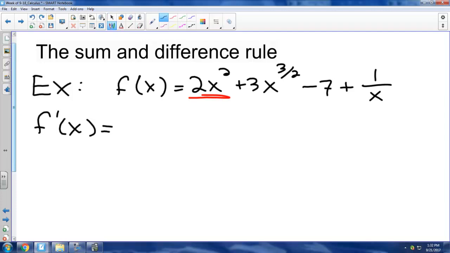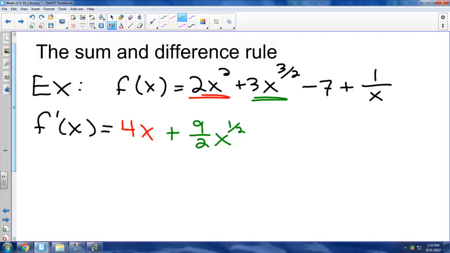2x squared, you can separate the 2 out, or you can just keep it there and bring down the 2. Either way, it's going to be 4x to the first, which you don't really need to put the first, but it is to the first. Now we look at this one. We have to bring that power of 3 halves down and multiply it by the 3 which is in front. So I think that you'll have 3 over 1 times 3 over 2, because you're going to bring that 3 over 2 out front. You'll have 9 halves x to the, but let's think about that for a second. 3 halves, we have to subtract 1 from that power. So I think we'll have 9 halves x to the 1 half. So just watch out because right here with the exponent is where people can get stuck.